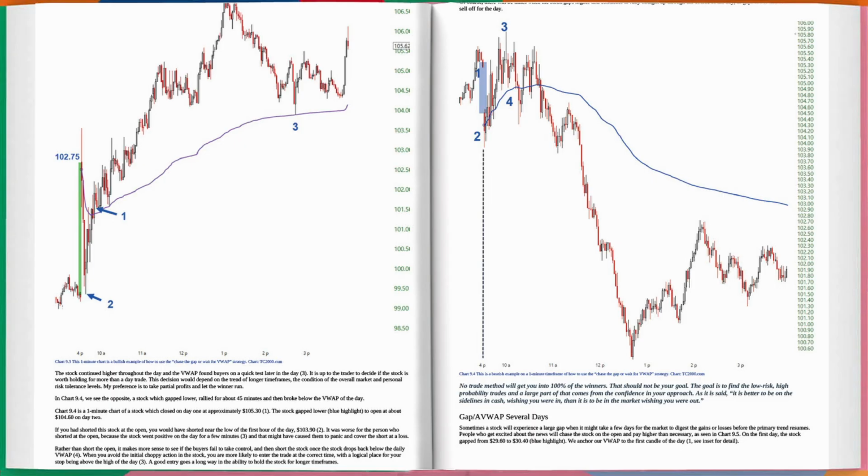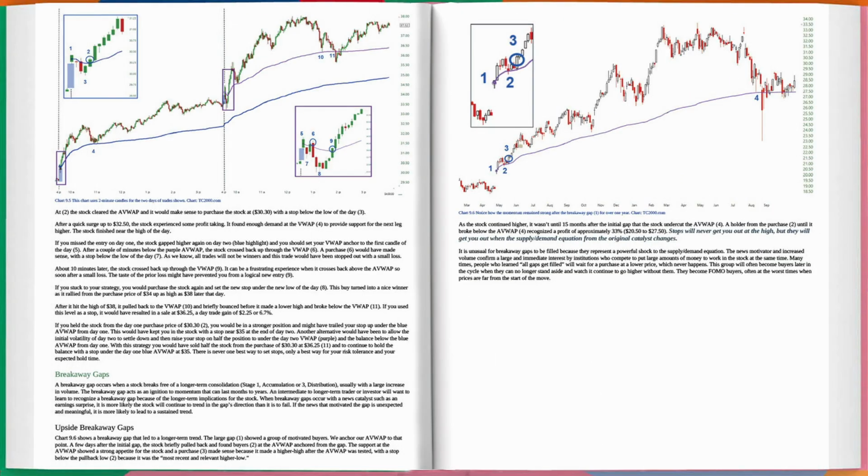See inset for detail. At 2, the stock cleared the AVWAP, and it would make sense to purchase the stock at $30.30 with a stop below the low of the day, 3. After a quick surge up to $32.50, the stock experienced some profit taking. It found enough demand at the VWAP, 4, to provide support for the next leg higher. The stock finished near the high of the day.